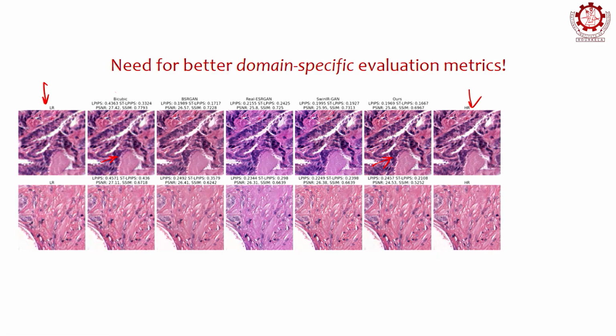So this means that something is going on where, even though perceptually the GAN based methods or the more sophisticated methods look better, from a quantitative perspective they don't. Which tells you that there's something going on with the evaluation metrics.